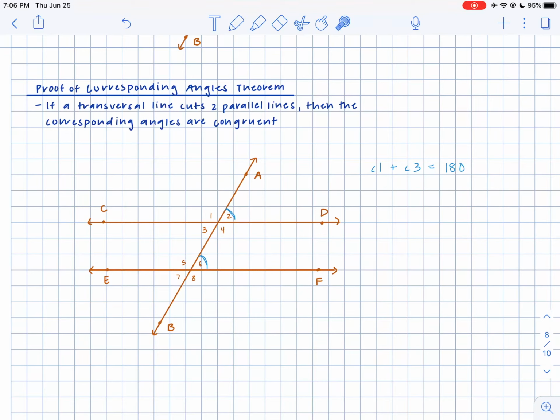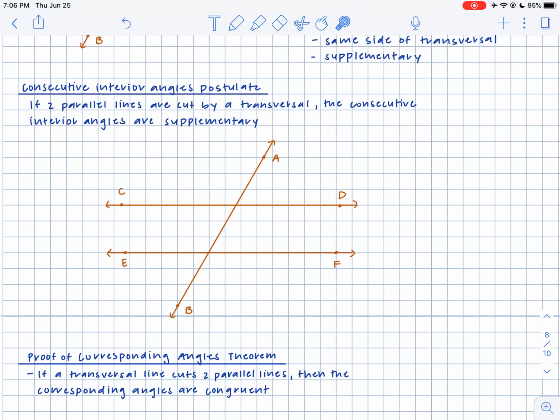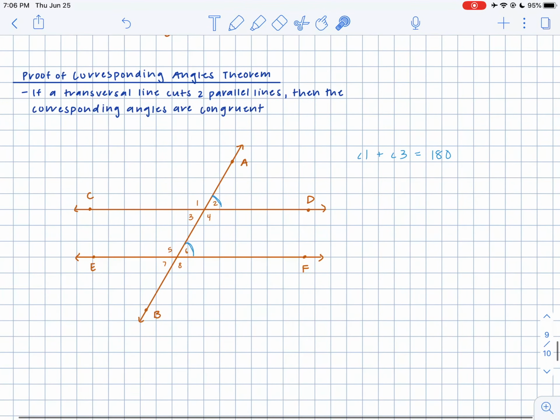And what else do we know? Well, we know that 3 and 5, these are our consecutive interior angles, right? Remember our postulate, consecutive interior angles. So that would be 3 and 5. They are supplementary. Okay? So these are things we do know based on the postulates and with what is already given. And now we can use what we know to prove the corresponding angle theorem.